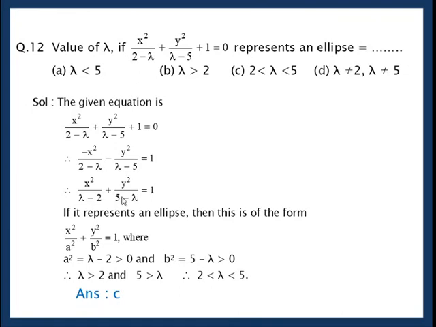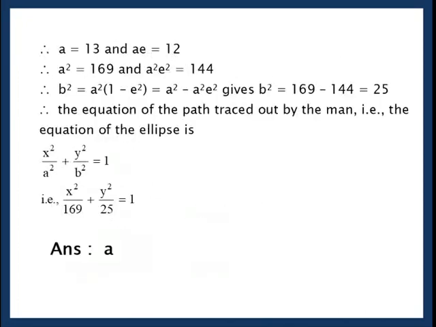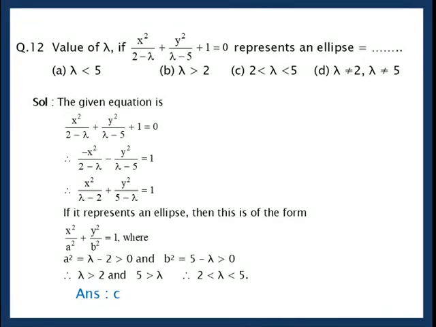equal to 1. Now for this equation to represent an ellipse, the denominators should be greater than 0. So that gives me lambda minus 2 greater than 0 and 5 minus lambda greater than 0. That is lambda greater than 2 and lambda less than 5. So if you combine them, you get 2 less than lambda less than 5. So the correct option is C.